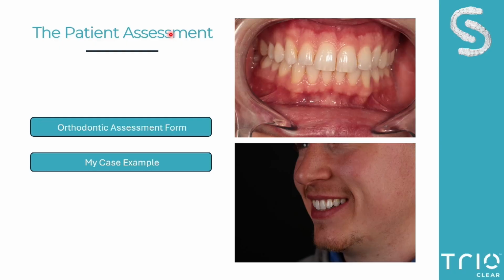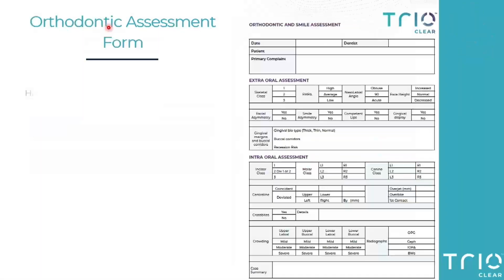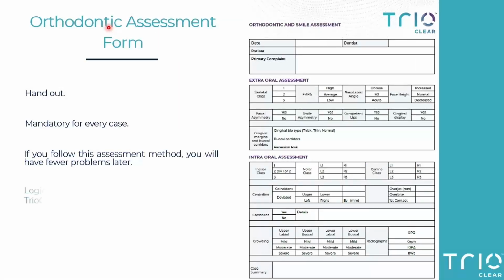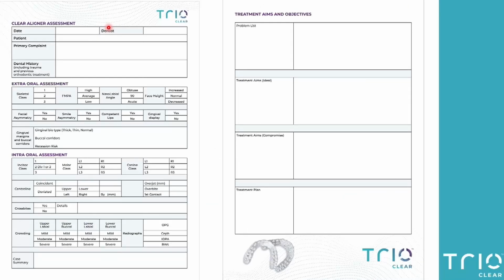But otherwise, over the next few minutes, I'm going to talk about this assessment form here. I think it's mandatory for every case. It forces you to record those issues that you might otherwise overlook, and it's a really nice logical sequence. This is what it looks like. On the top, obviously, you're going to fill out the date, patient and your name. And just in the patient's words, describe what the primary issue is and take a history.